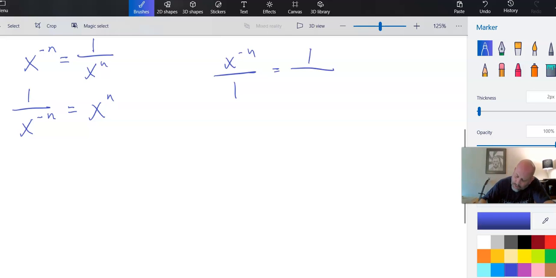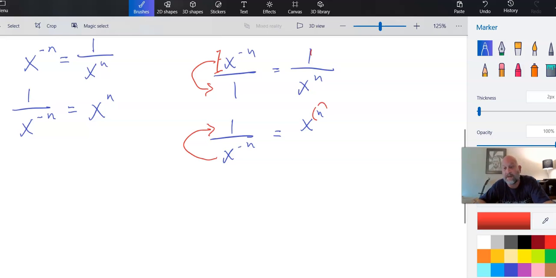And this ends up being 1 over x to the n. What just happened was that it crossed the fraction bar, right? There's always a 1 sitting here, so this one is just this one. But the x to the n moved to the bottom, and when it did, the sign of its exponent changed. The reverse is true when it's on the bottom. X to the negative n is equal to 1 over x to the n. So what just happened here is a negative exponent went to the top and became a positive exponent.